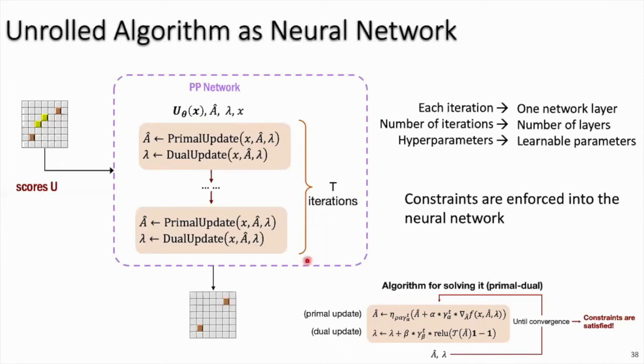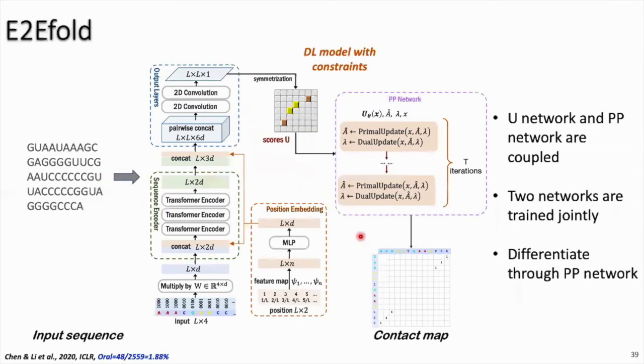So that the constraints contained in the original gradient algorithm can be enforced and incorporated into this subnetwork architecture. After defining this PP network, we will couple it with the previous translation U-score network, so that the two subnetworks can be trained jointly during training.